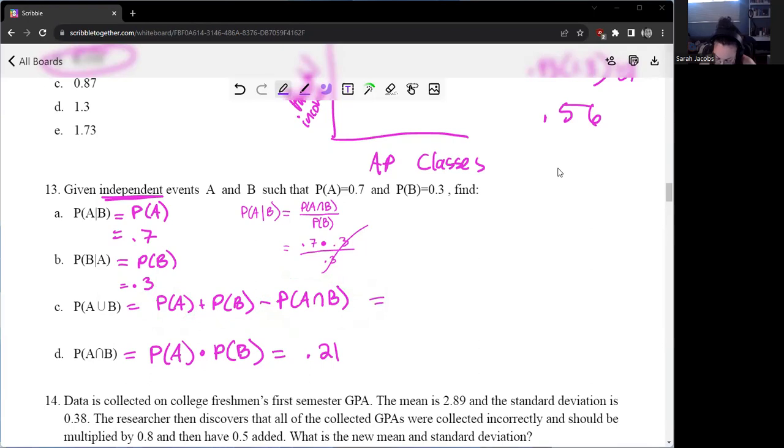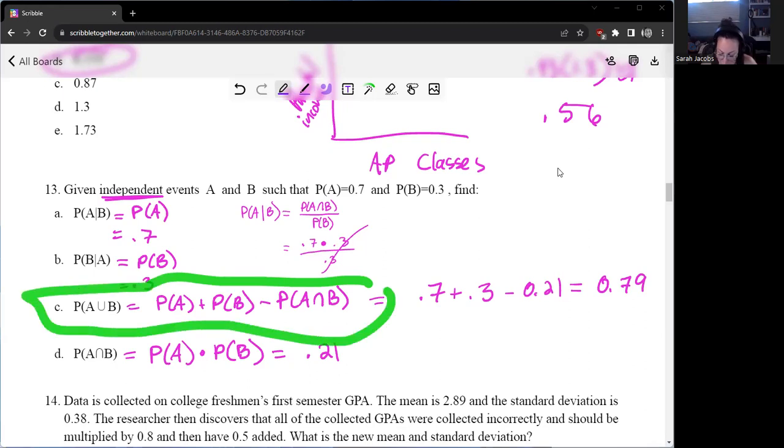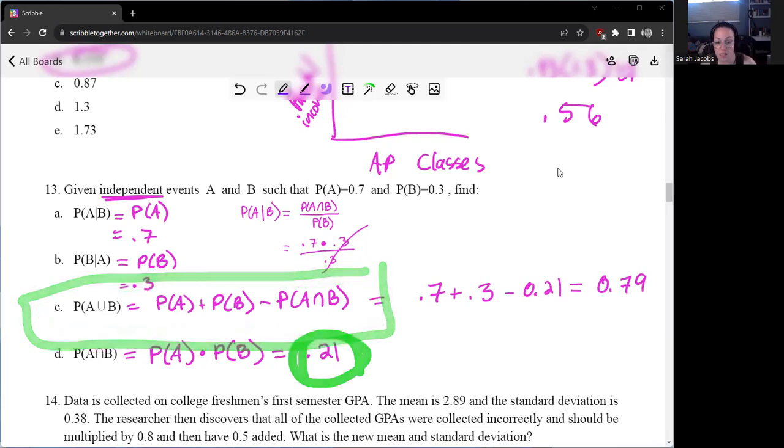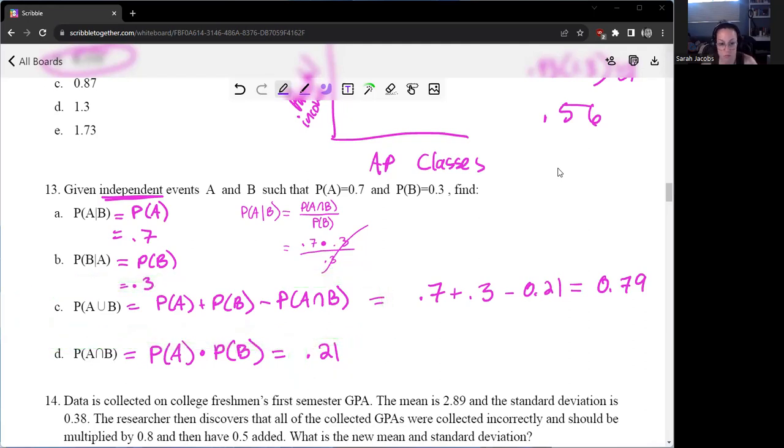So in this case, that's going to be 0.7 plus 0.3. And then we're going to subtract this 0.21. And we get probability of 0.79. So again, this is just a formula on your formula sheet. You could also use this to come up with that. A bunch of you did this in class in a lot of different ways that worked out. Awesome.